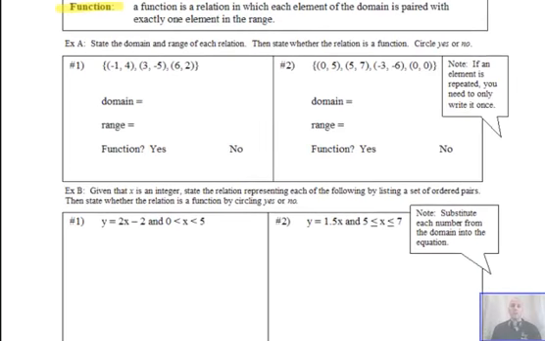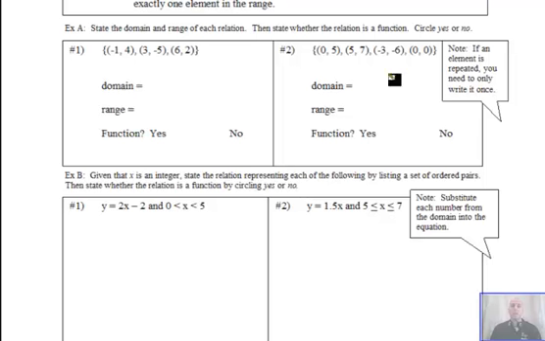Example A: state the domain and range of each relation. Note, since it says to state the domain and range, your answer has to be a set. If it's not a set, it's not correct. Then state whether the relation is a function. Circle yes or no. Important to note, if an element is repeated, you only have to write it once.